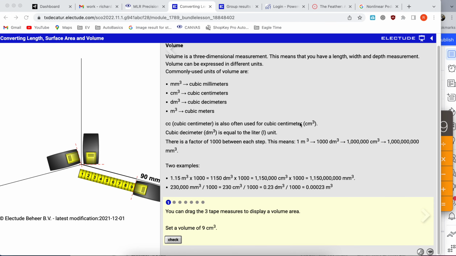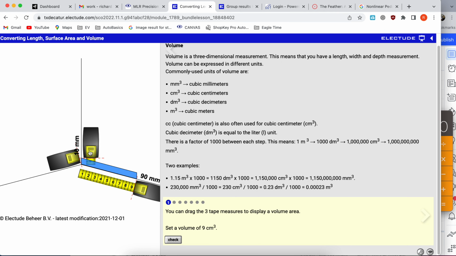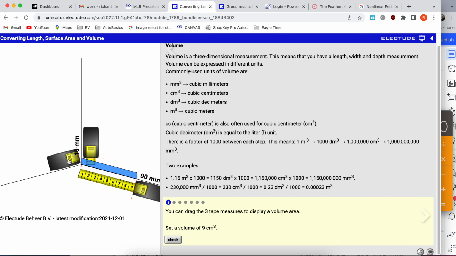We can come over here and do 9,000 divided by 90. That leaves us with 100. Come back over to the next tape. Bring that out to 10. Back to the calculator, divide our answer by 10. And that leaves us with 10. 10 times 10 is 100. 100 times 90 is 9,000.